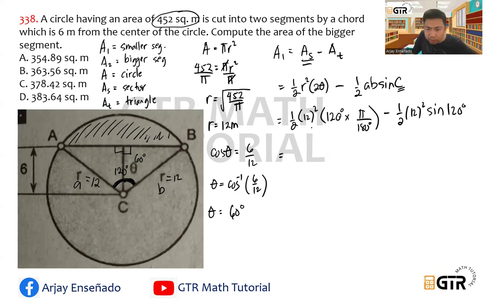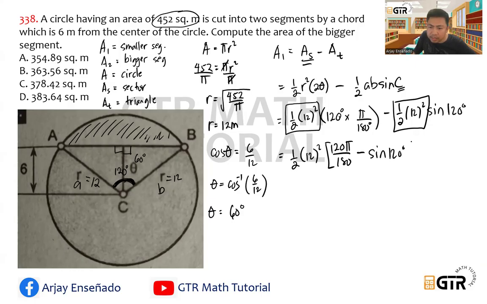Okay, so now to solve, we can factor out the common 1 half 12 squared. So we have 1 half times 12 squared. And then let's convert this. Okay, so 120 pi over 180. Just type this directly on your calculator and then minus sine 120 degrees. So therefore, the value of A sub 1 is equal to, okay, just type this on your calculator. We will get approximately 88.44 square meters. Okay, so A sub 1 is approximately 88.44.